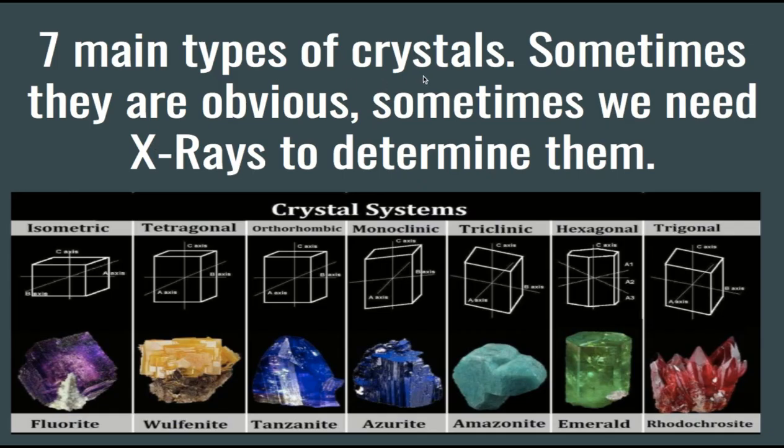There are 7 main types of crystals. We're not going to go into them, but these are the different crystal systems that we have here. Sometimes they're obvious, like you just look at them. Sometimes you need an X-ray.